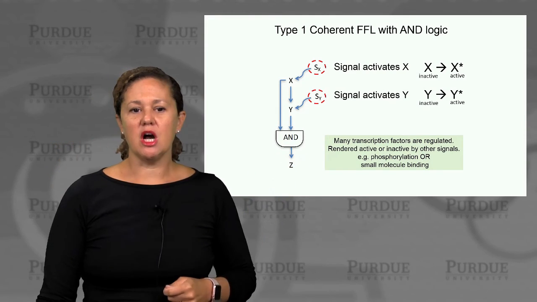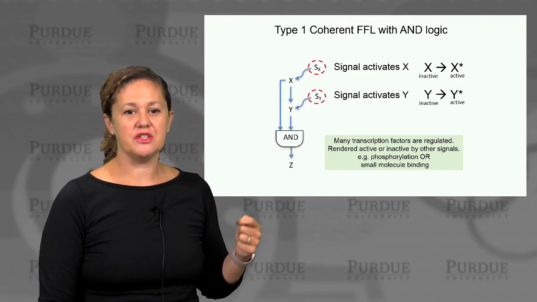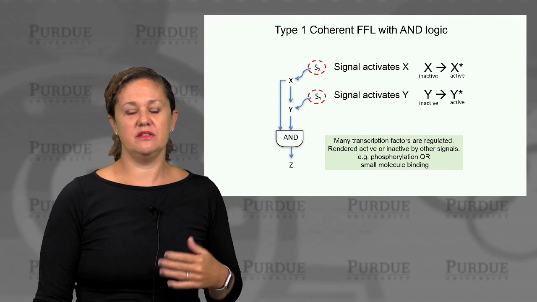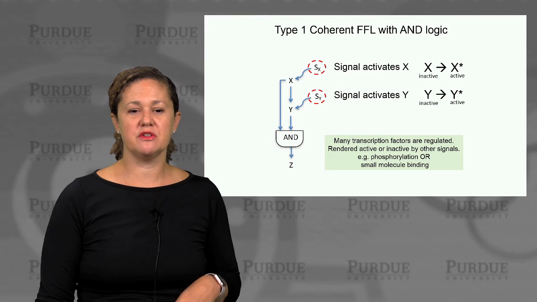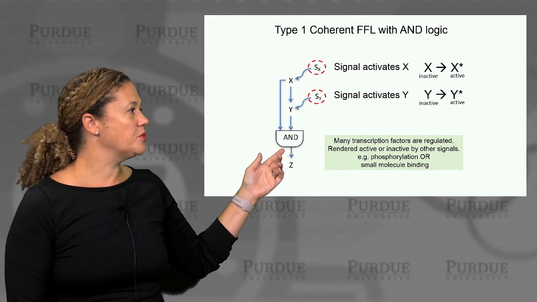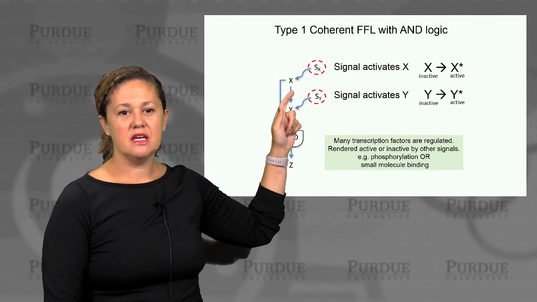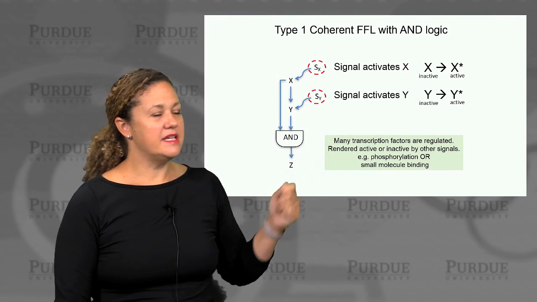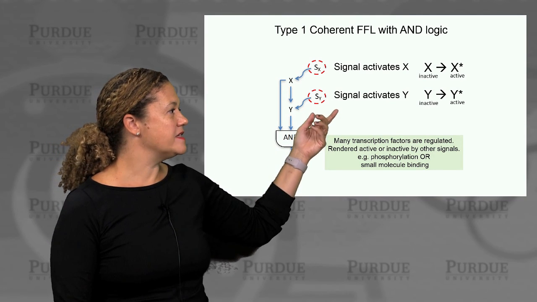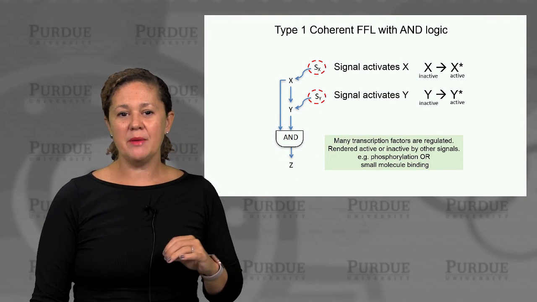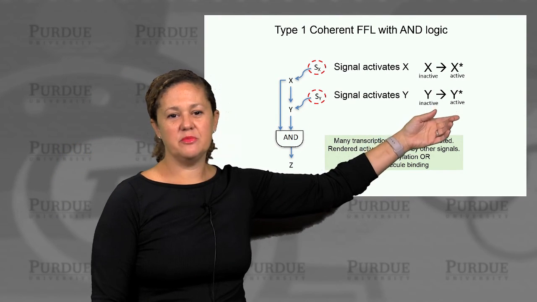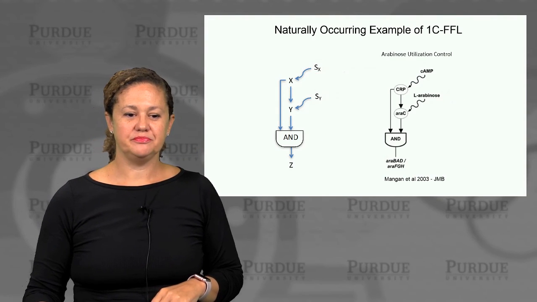So as we've mentioned before, oftentimes our transcription factors are regulated. That is, they're rendered active or inactive by other signals. These signals could be protein phosphorylation of our transcription factor or small molecule binding. So we're going to represent this in our feed-forward loop now with these signals, signal X, that activates X. We designate our active form of X as an X star. And we'll designate our signal SY that activates our Y protein and transcription factor. And again, the Y form that's active will be designated with a Y star.